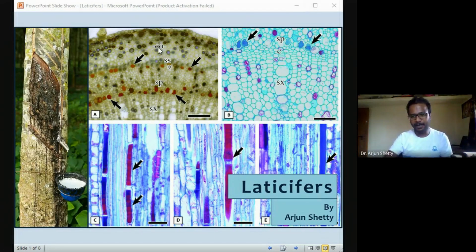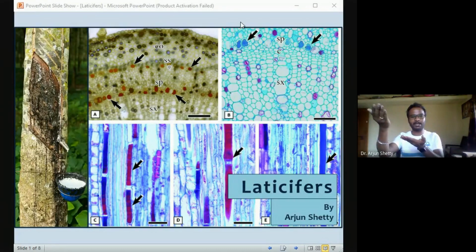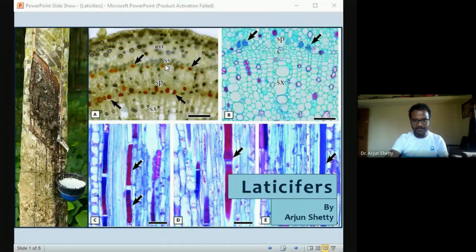Fine. Before the start of the introduction as well as the different components or different parts of the laticifers, I want to explain the location of the laticifers when you take the transverse section as well as the longitudinal section of a laticifer containing plant. So can you all see CO? CO stands for cortex, and SS stands for starch sheath.